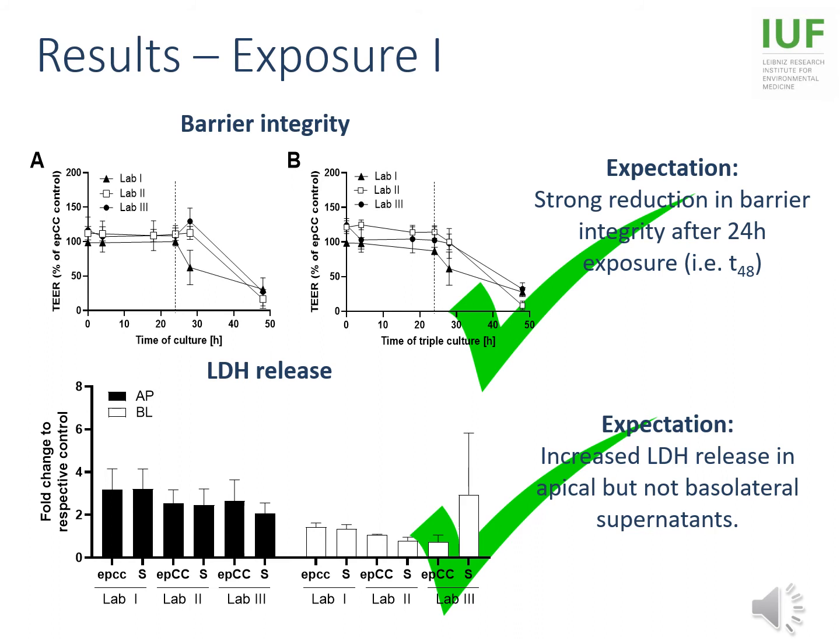Also, the tendencies for LDH release were comparable between the labs. All detected an at least 2-fold increase in LDH release for apical supernatants, and low to no increase in basolateral supernatants. Only the basolateral results for Lab 3 are strikingly different, but due to the very large standard deviation, this is likely related to an operator error.